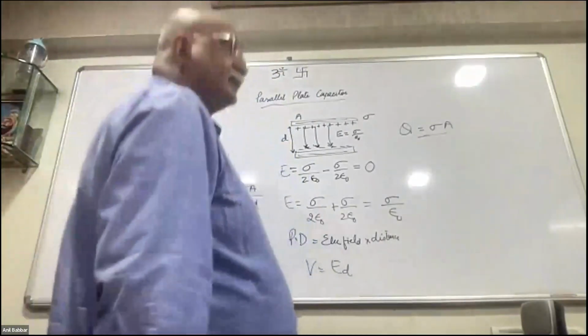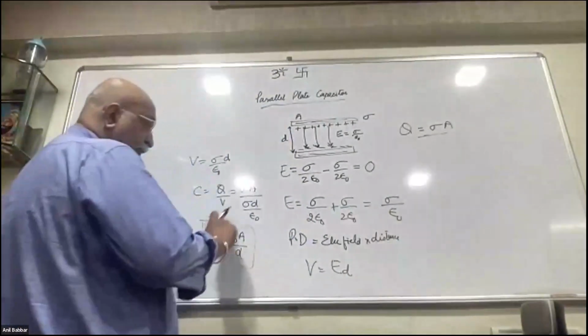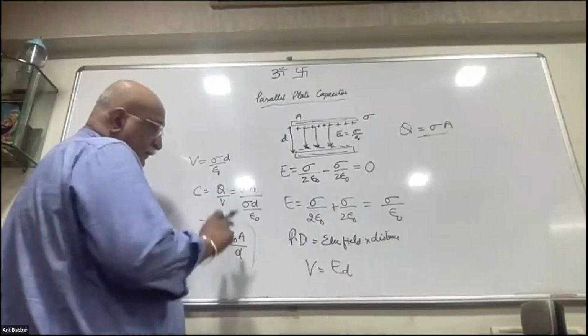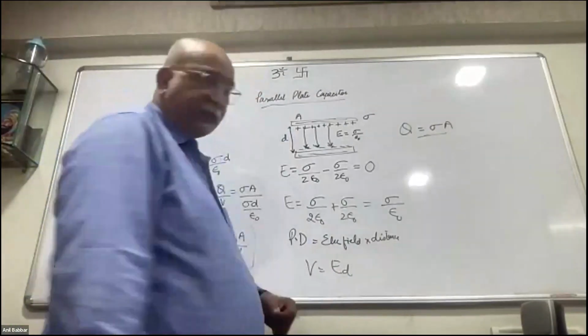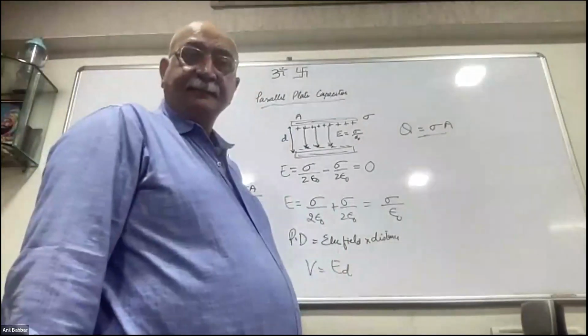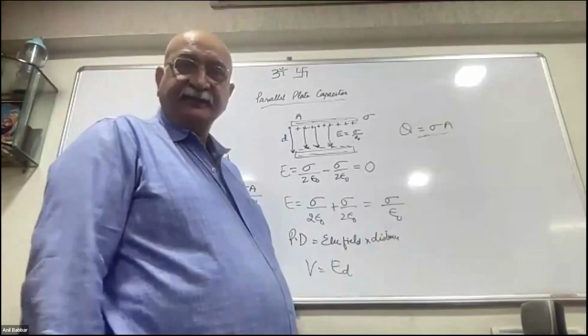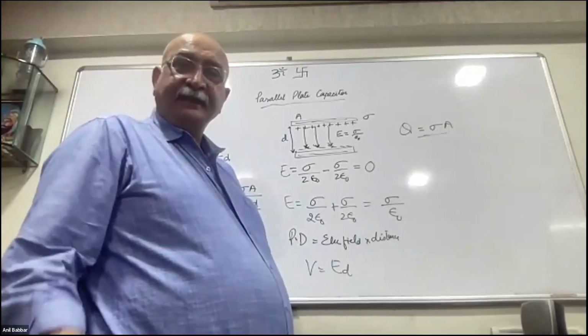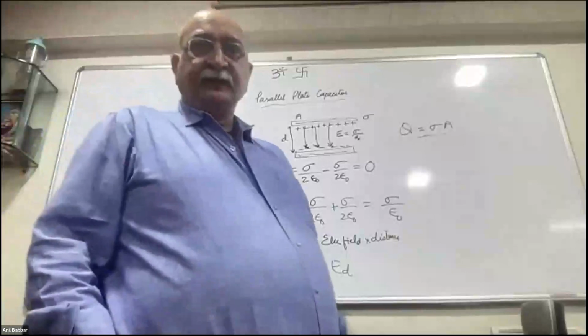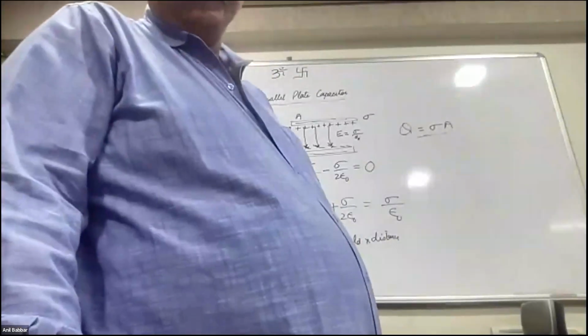As we can see, this capacitance is directly proportional to the area of cross section. It is directly proportional to the permittivity of the medium between the plates, right? And it is inversely proportional to the distance between the plates. Right?